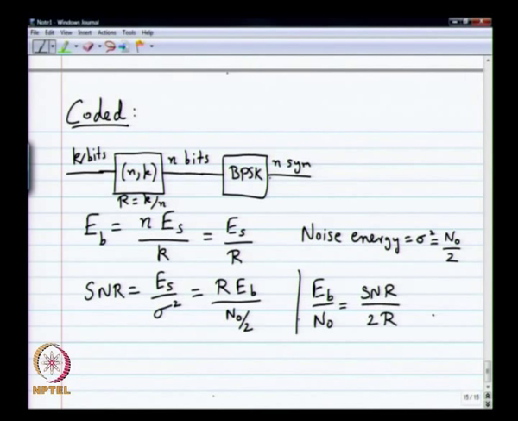Okay. So, this is a good relationship to keep in mind. SNR by 2R. If you do BPSK with Es equals 1, SNR is simply 1 by sigma squared. So, for BPSK this becomes 1 by 2R sigma squared. So, this is again a good formula to remember, 1 by 2R sigma squared, for BPSK AWGN, that is the Eb over N0.